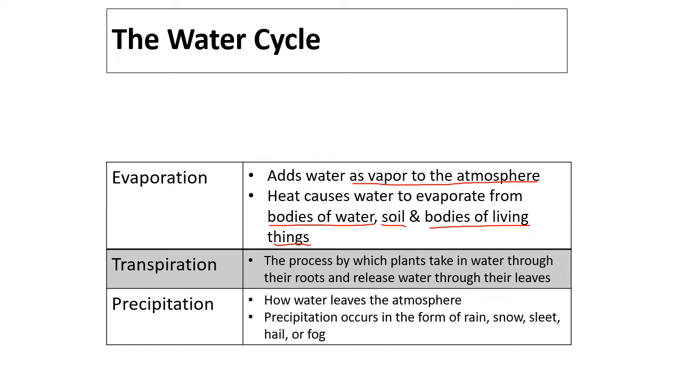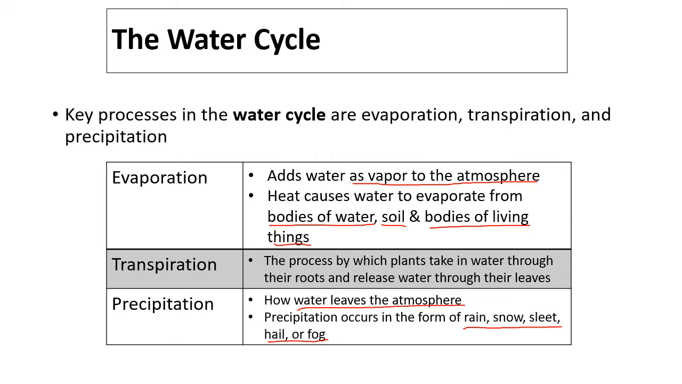Transpiration, this is the process by which plants take water through their roots and release water through their leaves. And then there's precipitation, which is how water leaves the atmosphere. It'll come down as rain, snow, sleet, hail, or fog. Now, one of the things that you don't see on here is condensation, which is when water starts to form as droplets in the atmosphere. So it's starting to get heavier and go from a gas stage to a more liquid stage. But these three are our key processes here.